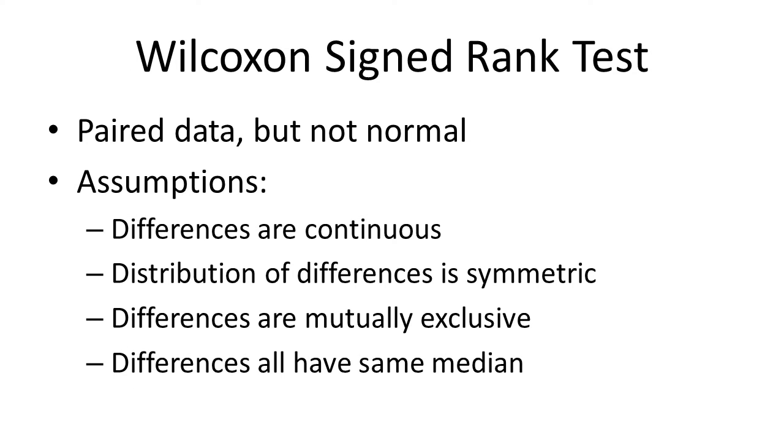So the Wilcoxon signed rank test, basically you have paired data as before, but it's not normal. You're assuming that the differences are continuous, which basically means that it goes from -infinity to infinity. That's the possibilities. That the distribution of the differences is symmetric, so that there is an equal amount of differences below and above, and that the differences are mutually exclusive. Basically it makes sense what it means to have one being less than the other, and then that the differences all have the same median. So overall, when you take all the values, the difference values should have the same median value.